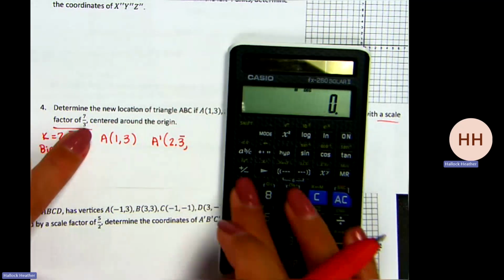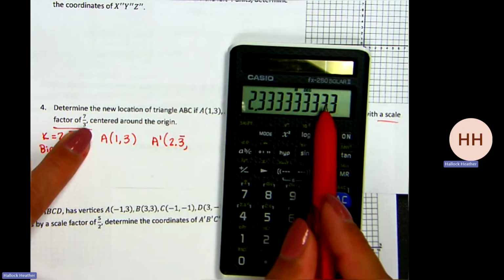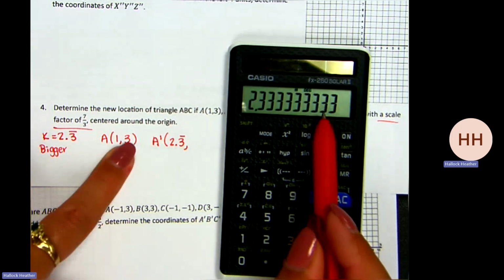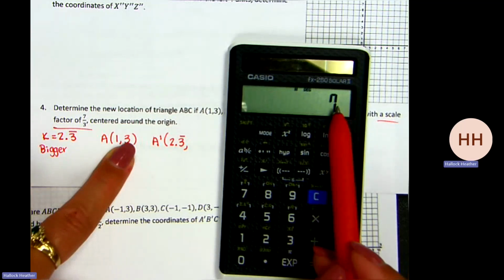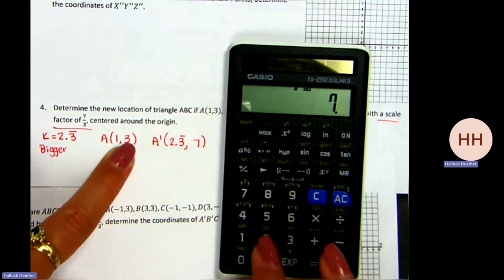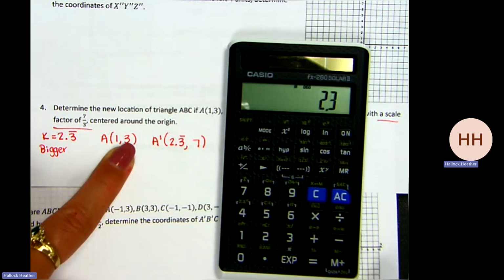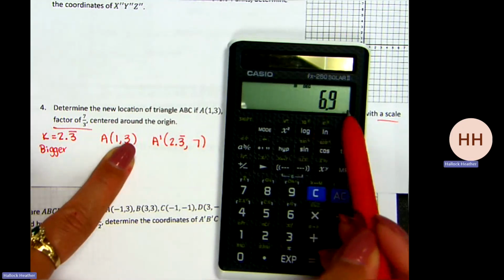So if I take 7 and I divide by 3, I have that crazy decimal back in my calculator, and I'm multiplying by y, which is 3. So I'm going to multiply by 3. And this is why you have to use the repeating decimal in the calculator, because this comes out to be 7. If I just use 2.3 rounded and I multiply by 3, it comes out as 6.9.